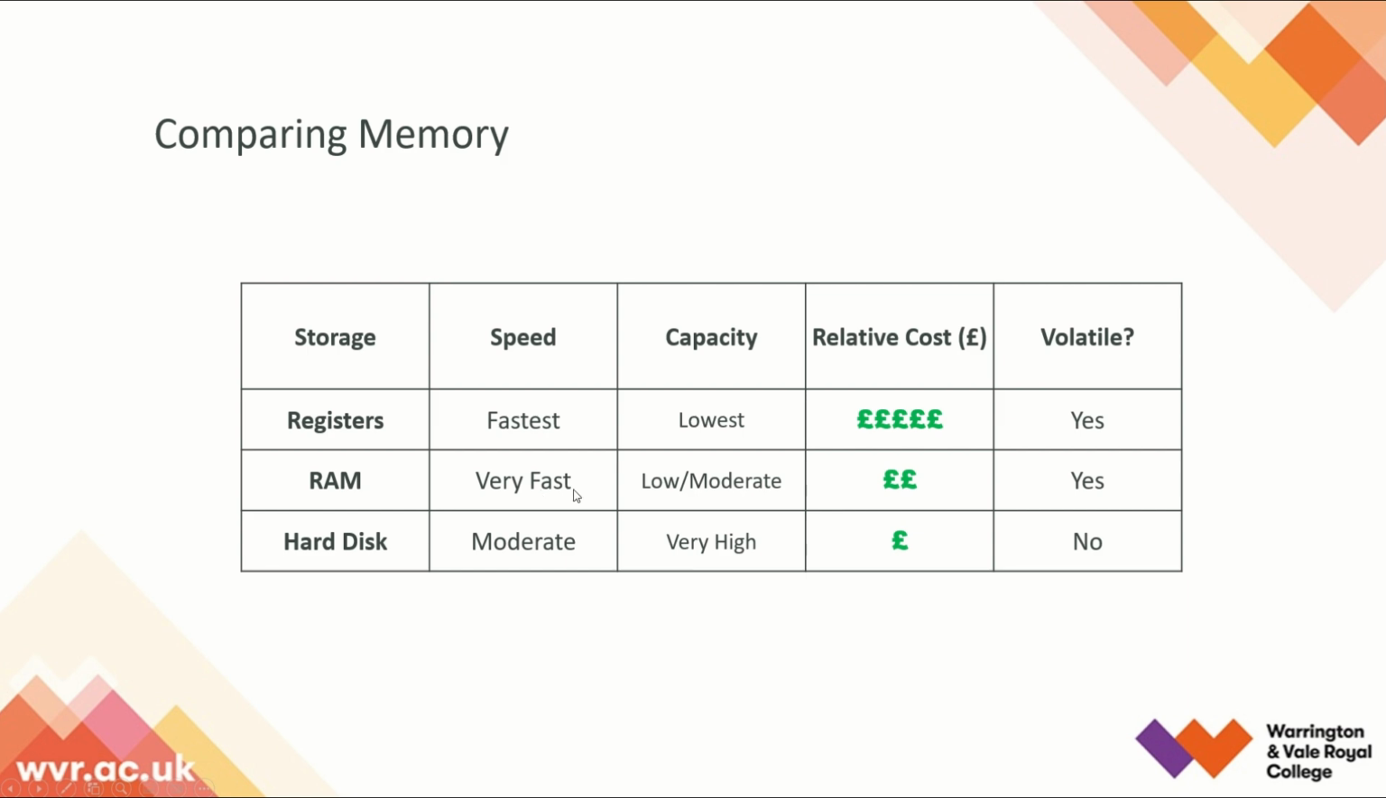Likewise with random access memory, which is very fast, not as fast as the memory inside the processor, of course. And you tend to have a moderate amount of this. It's getting cheaper by the moment, it's cheaper all the time, and it's still volatile.